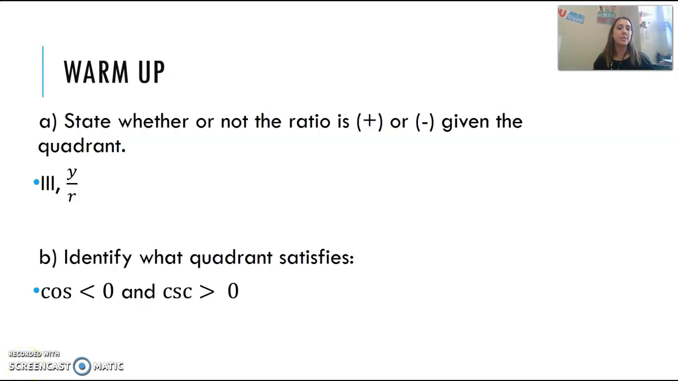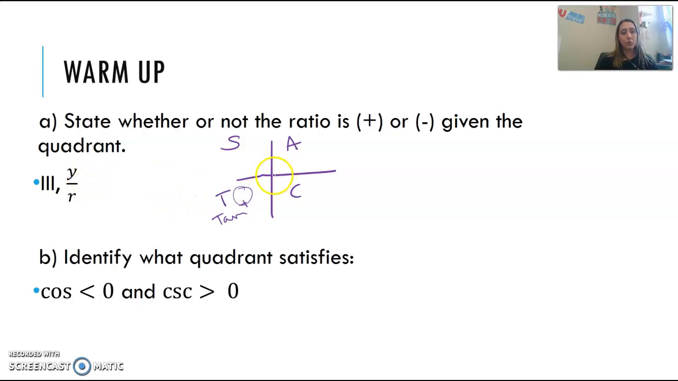So this question is saying, state whether or not the ratio is positive or negative given the quadrant. So we're in quadrant 3. If I draw the XY plane, we have ASTC: all are positive in quadrant 1, sine, tangent, cosine. So we're in quadrant 3, so we are looking for tangent to be positive. Tangent needs to be positive, and then we have y over r.